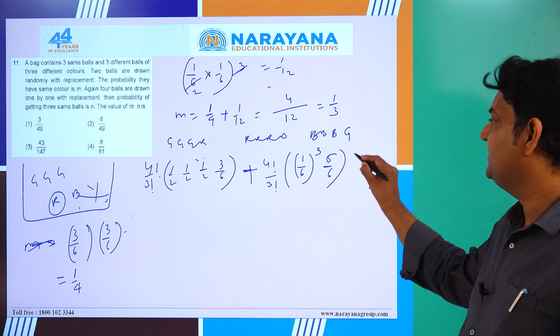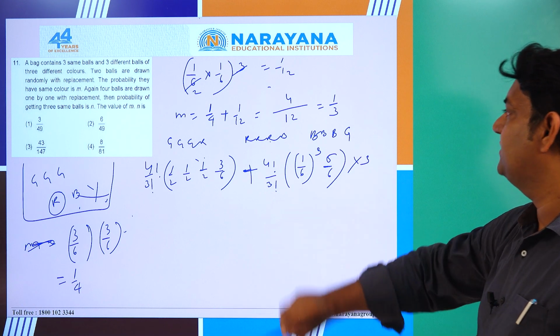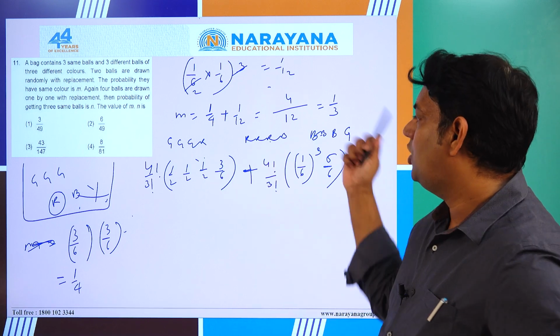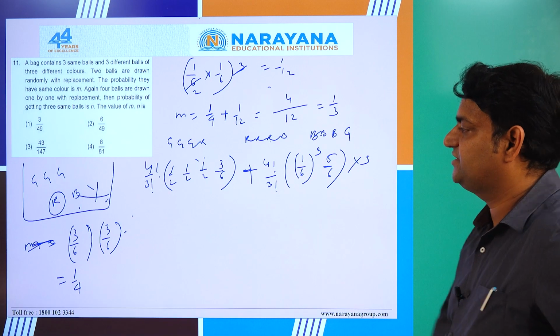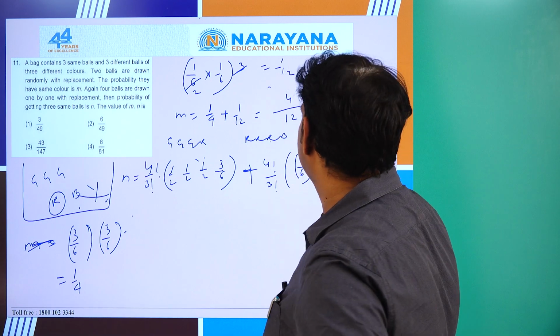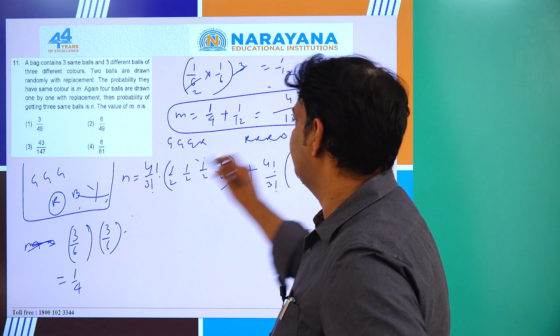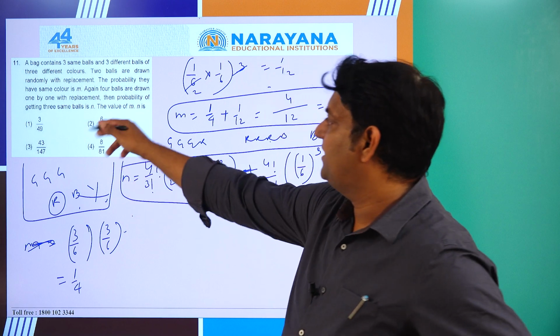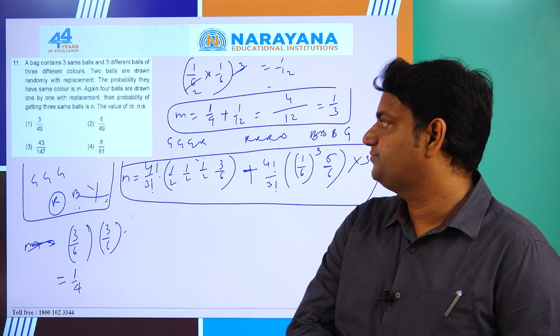6. And then again this will repeat how many times? 3 times. Why? Because the 3 alike balls will be red or blue or yellow. So that is into 3. This is your value of M, and I guess you can do the calculation. M value is 1 by 3. From here you will get the value of N. Multiply M into N and your answer will come.